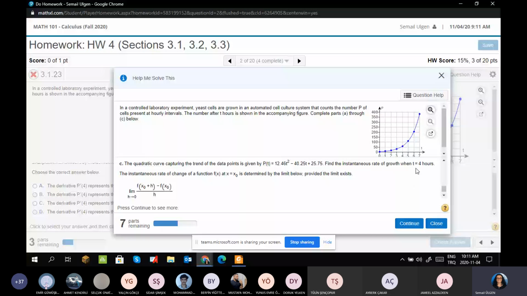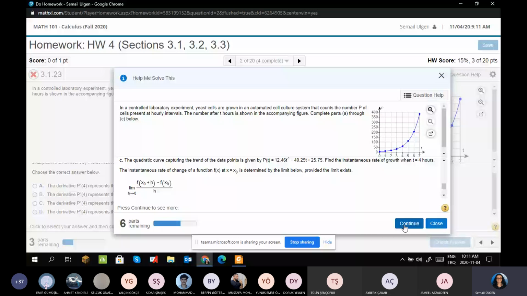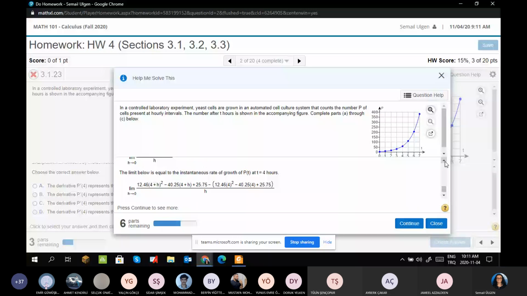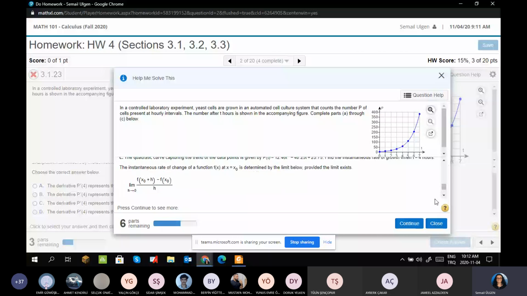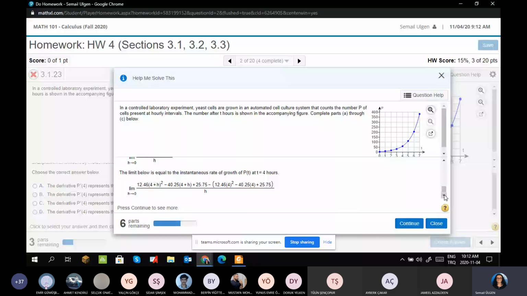The instantaneous rate of change of a function f at x is equal to x0, as we discussed before, is determined by the limit below, provided that the limit exists. It's the same ratio we are talking about over and over again. We just name it differently, so all these names mean the same thing. They refer to the same formulation. So the limit below is equal to the instantaneous rate of growth of P at t is equal to 4 hours. So what you're going to do is plug it in.